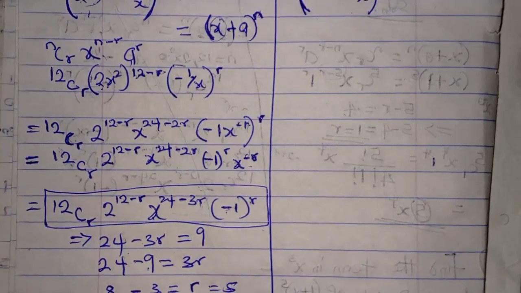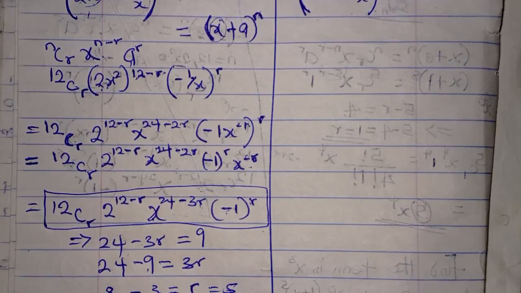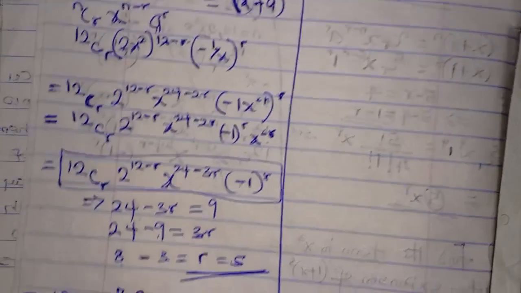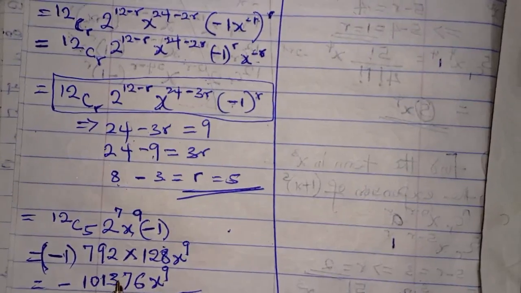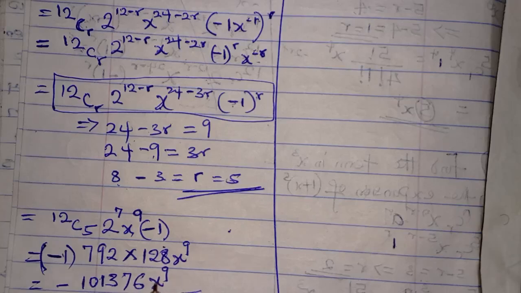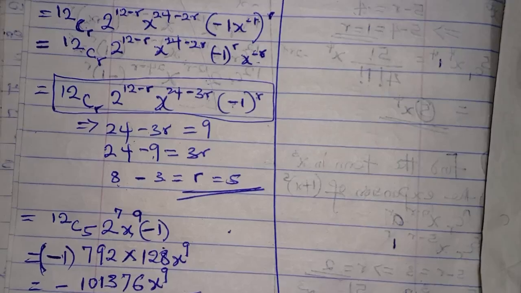Now, the term that is independent of x is simply the term in which the power of x is equal to 0. You get that? The term independent of x is the term that has x raised to the power 0. You see in this case now, we have x raised to the power 9. So, if it is x raised to the power 0, of course, x raised to the power 0 is 1. So, it's as if there is no x in the term. That's what we are saying.